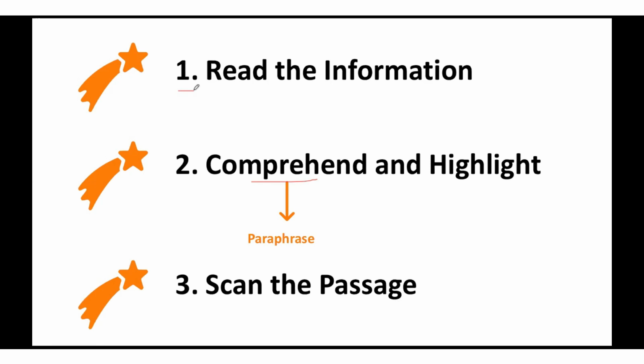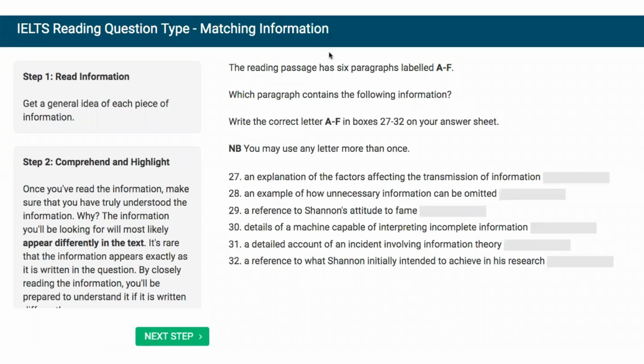So a really great way to understand and dissect the information is, of course, to highlight or underline the information and also paraphrase. This is a very important step. Basically, if we prepare the information in a different way in step 2, we'll be prepared to look out for various options and different wording in the text. And then once we've done this preparation work, steps 1 and 2, we are ready to scan the passage in step 3.